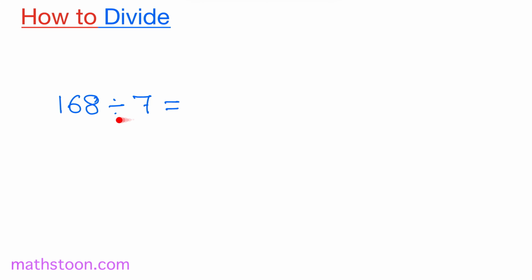In this video, let us learn how to divide the number 168 by 7 using the long division method. See that this 1 is less than 7, so we will consider the number 16. From the multiplication table of 7, we know that 7 times 2 is equal to 14. Subtract, we get 2.